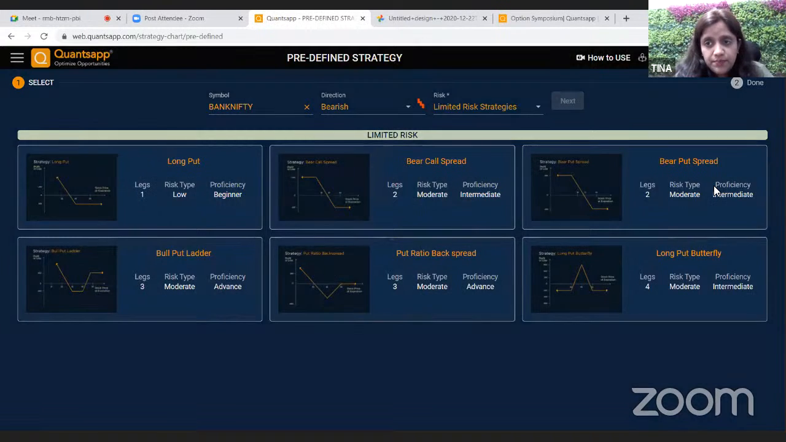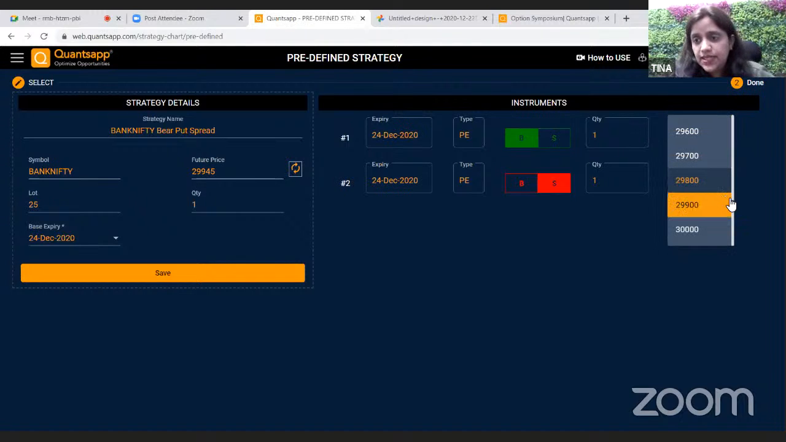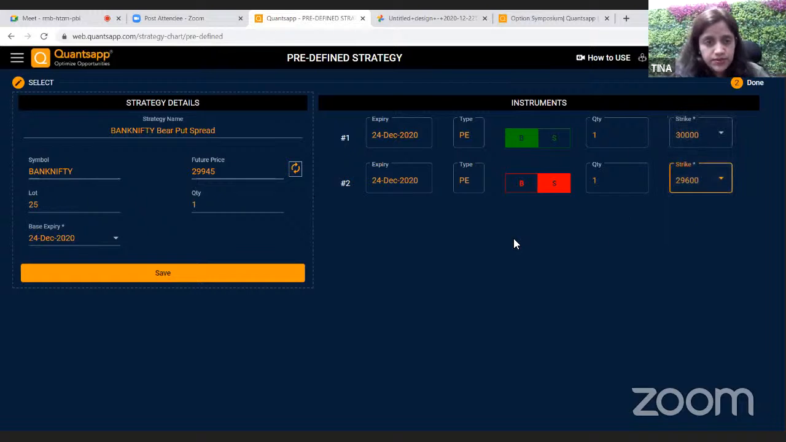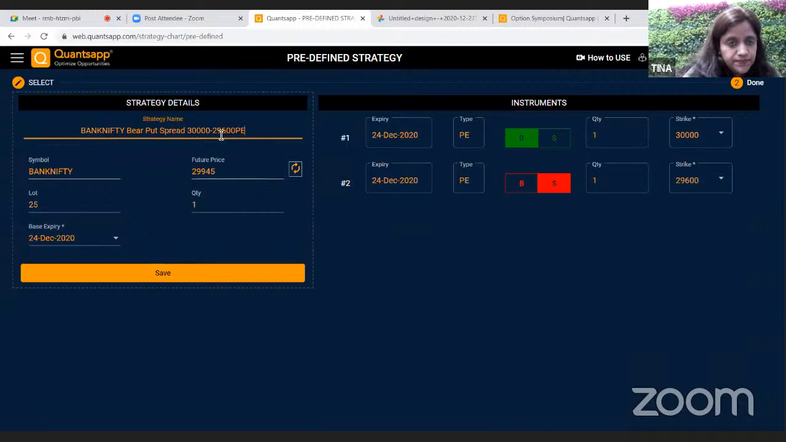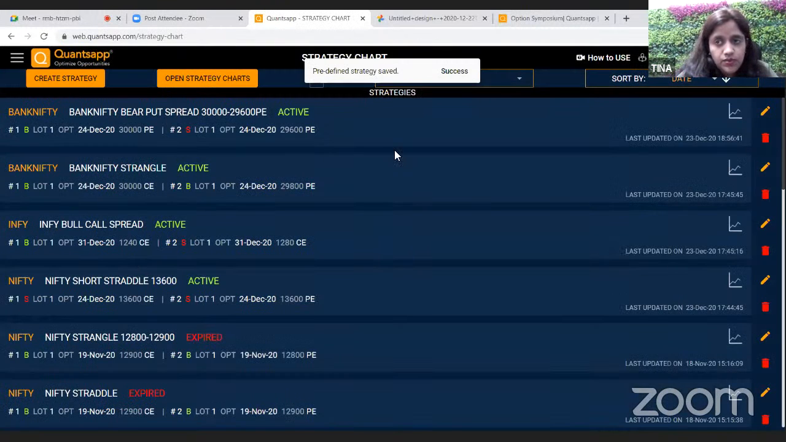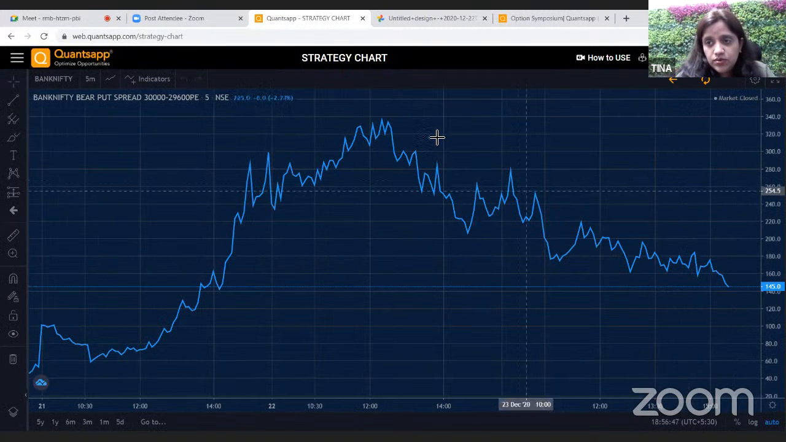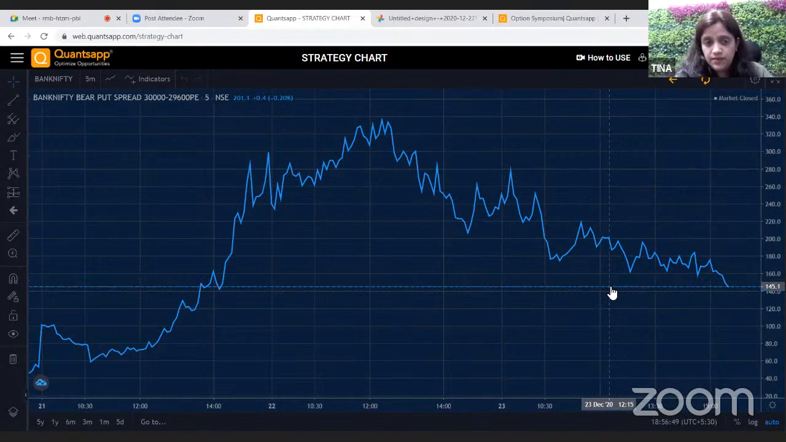So I do say bear put spread, 24th December. Let's say I do 30,000 put buy and we sell 29,600 put. So Bank Nifty bear put spread. You can write your own strike, 30,000, 29,600 P. I save it. Now I click on the charts, and this is how the strategy PNL has been, right?